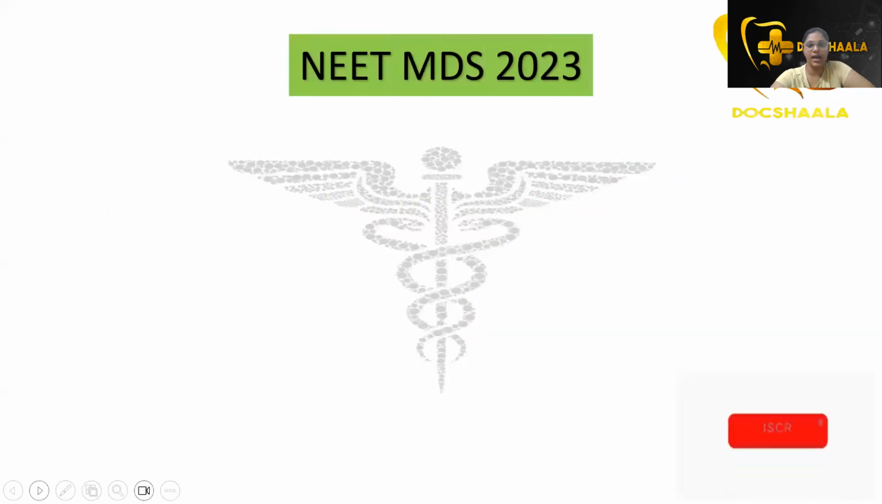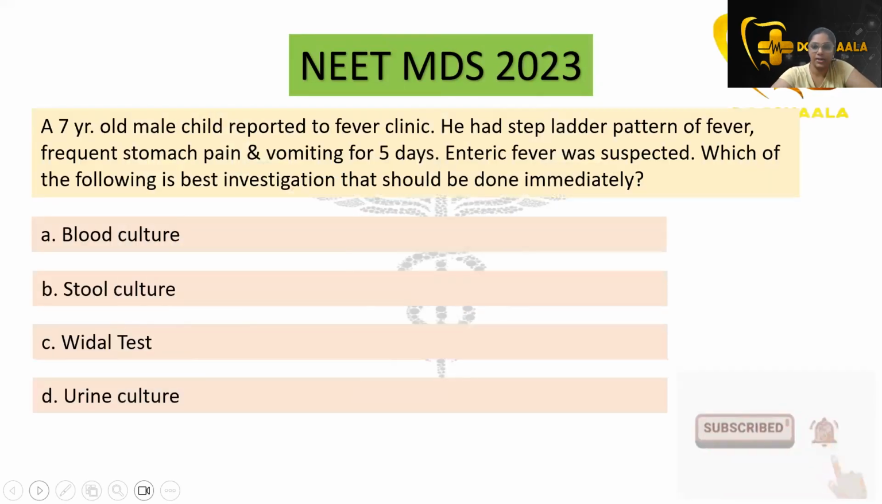Coming to the question which was asked in NEET MDS 2023. The question is a case-based question. A 7-year-old male child reported to a fever clinic. He had a step-ladder pattern of fever, which is seen in the first week of typhoid, with frequent stomach pain and vomiting for 5 days. Enteric fever was suspected. Since it is a step-ladder pattern, enteric fever is suspected, and he has had symptoms for 5 days. The patient is reporting it as 5 days.